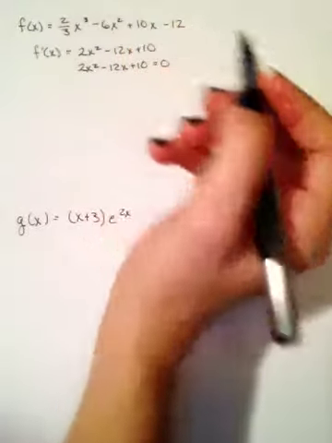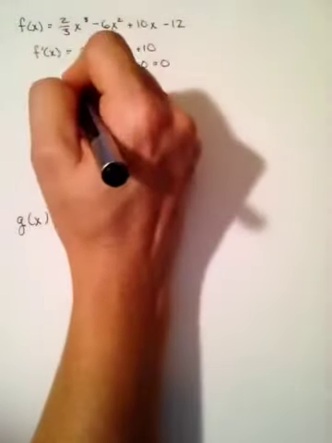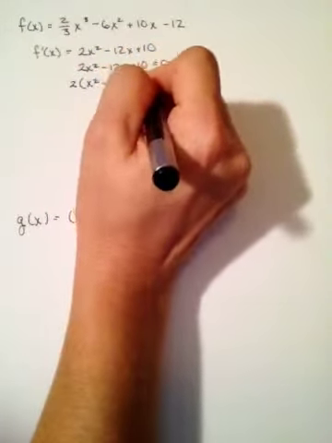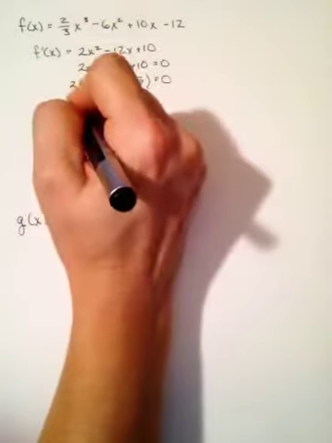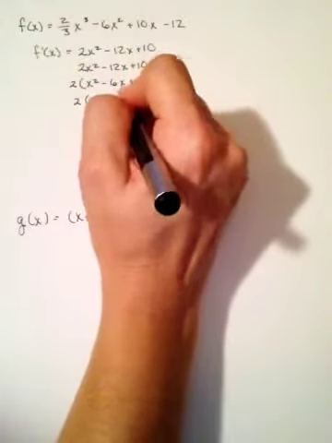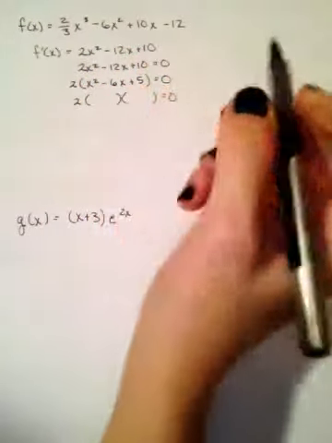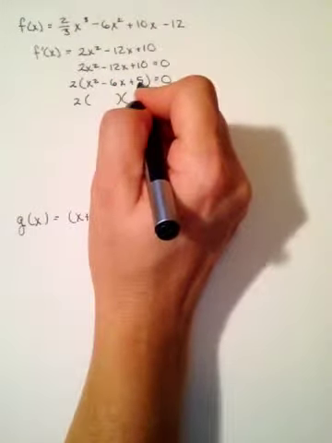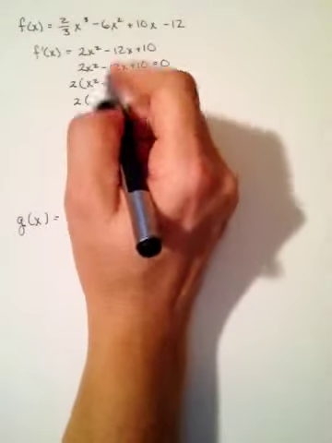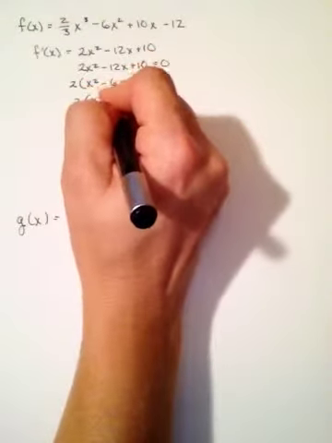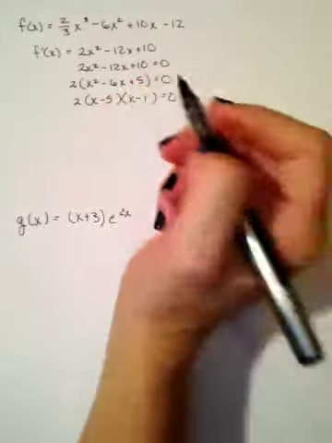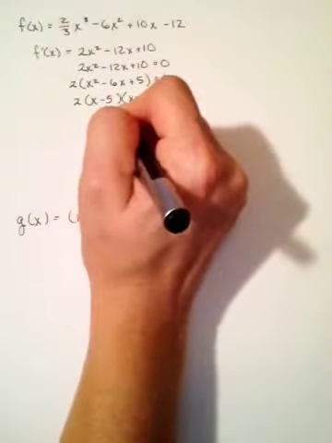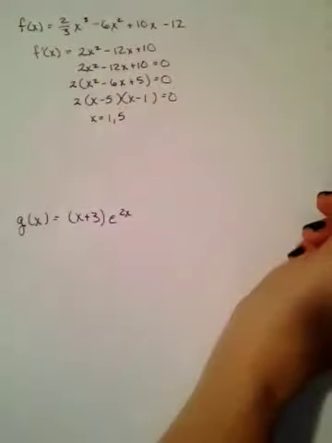And I'm going to factor this. The first thing I would do is factor out a 2. And then keep factoring into two binomials. So factors of 5 are 5 and 1, and to get a negative 6 I'm going to have x minus 5 and x minus 1. So when I set my factors equal to 0, I get x equals 1 and 5. You ignore the 2, 2 doesn't equal 0.